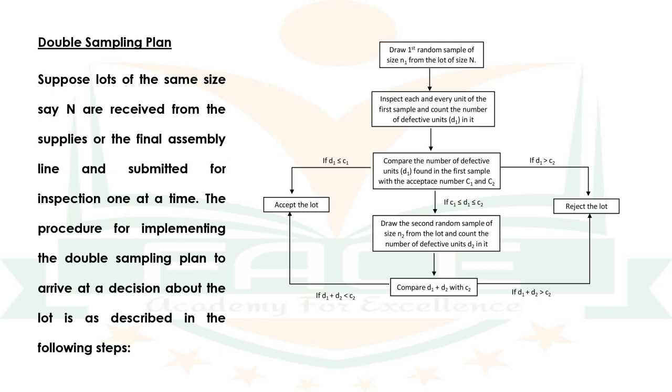In this condition, we will take a second random sample of size N2 from the lot and count the number of defective units in this sample, denoted by D2. Now we have to compare D1 plus D2 with C2. If D1 plus D2 is less than C2, then we will accept the lot. Or if D1 plus D2 is greater than C2, then we will reject the lot.